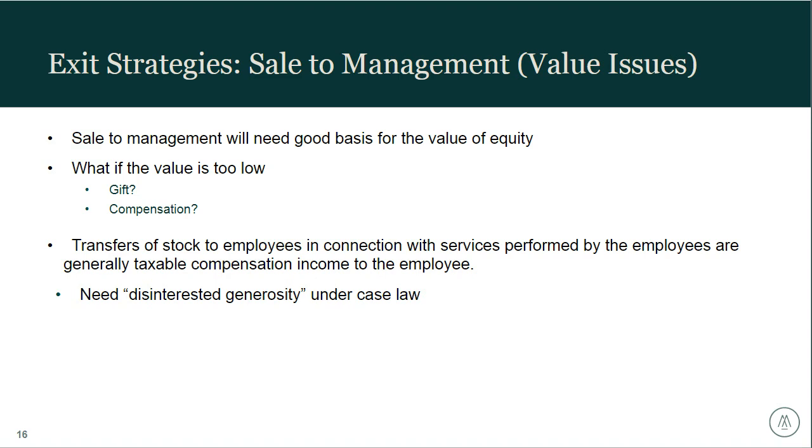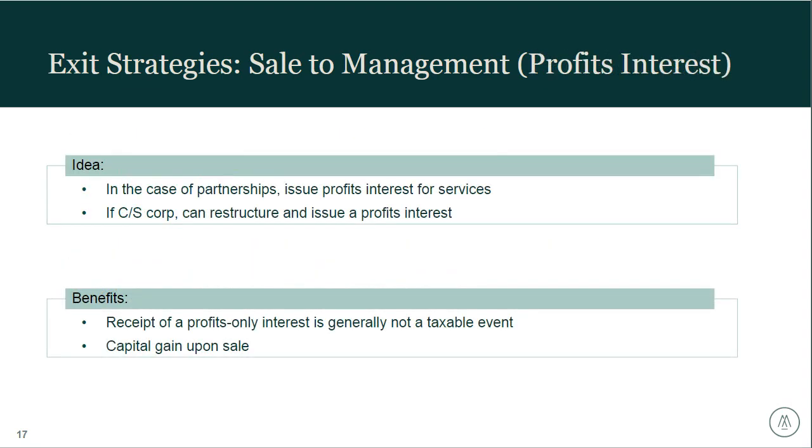Okay, let me go on to the next one. The other idea that can be done is using a profits interest. They only apply to partnerships, by the way, not to C-Corps or S-Corps. However, you can restructure an S-Corp or C-Corp, drop the business down a tier, form an LLC, and bring in the management at that lower level. So there are ways around it for S or C-Corps, but you would need to restructure.